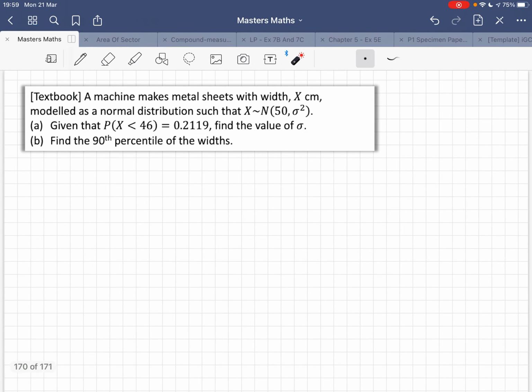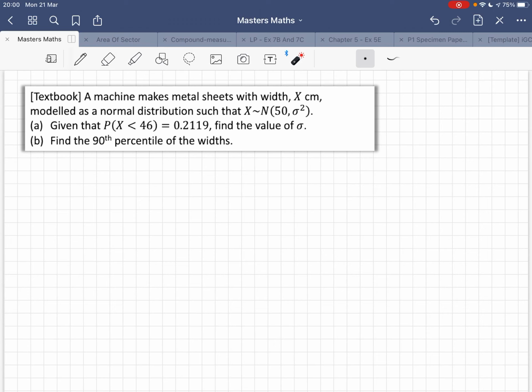We can do something similar to find the standard deviation. So here we have a machine makes metal sheets with width x modelled as a normal distribution, so that x is normally distributed with a mean of 50 and a standard deviation of sigma. This time we're trying to work out what sigma is, what the standard deviation is. So again, we're given a probability that we can work with.